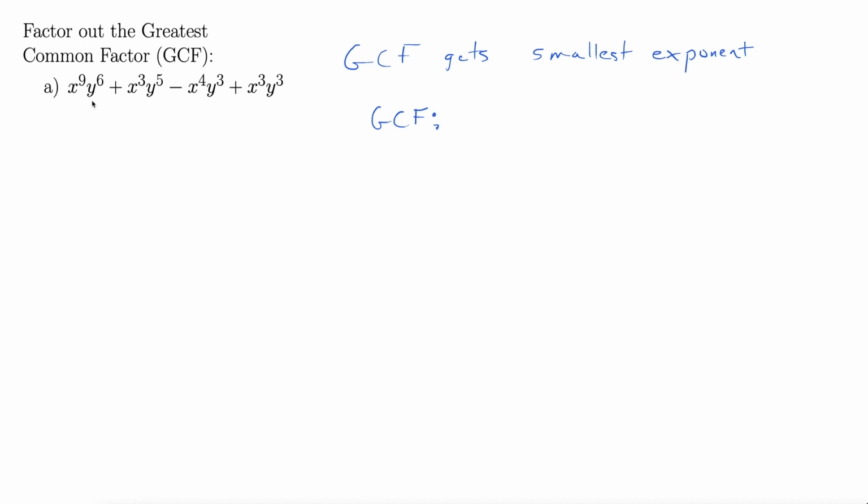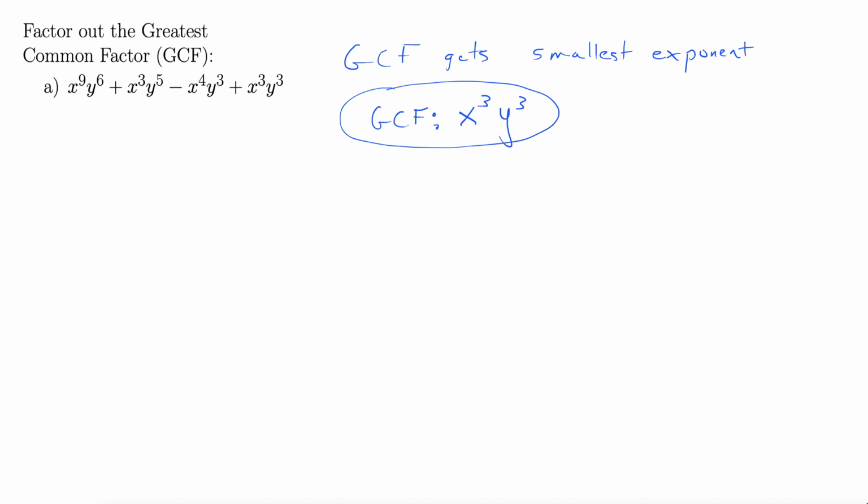Let's look at x to the 9th, x to the 3rd, x to the 4th, and x to the 3rd again. The smallest of all of those is x to the 3rd. Let's go back and look at the y's. Y to the 6th, 5th, 3rd, and 3rd. So again, y to the 3rd. There's our GCF. It's half the battle right there.